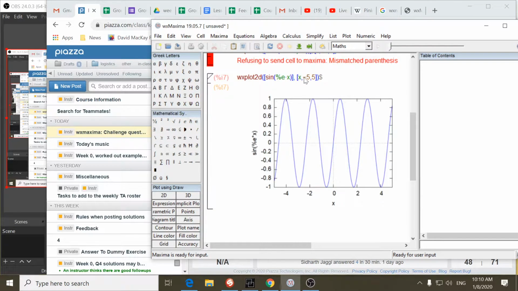So remember, percentage signs in front of E and pi are what tell Maxima what the values of these special constants are. Just remember to use them. Okay, that's it. Keep going.